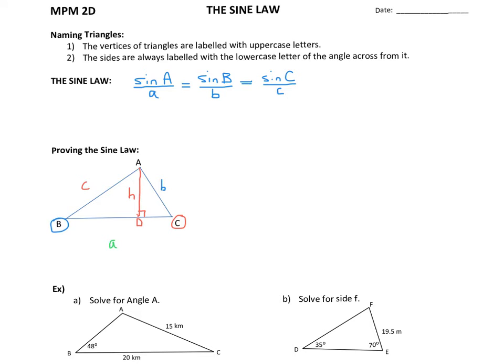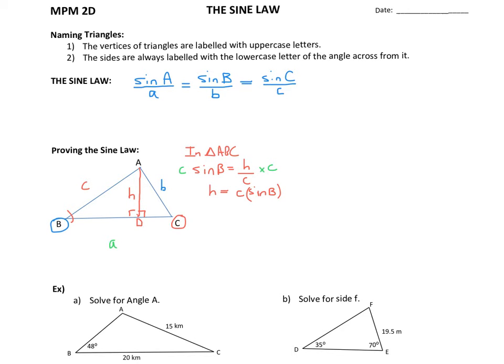If I look at triangle ABD, the one on the left, I could calculate the sine of angle B because I do have a right angle triangle. So the sine of angle B would equal the opposite, which is the height, over the hypotenuse, which is c. Now I could solve that for the height by multiplying both sides by c. So now my height is equal to c times the sine of angle B.